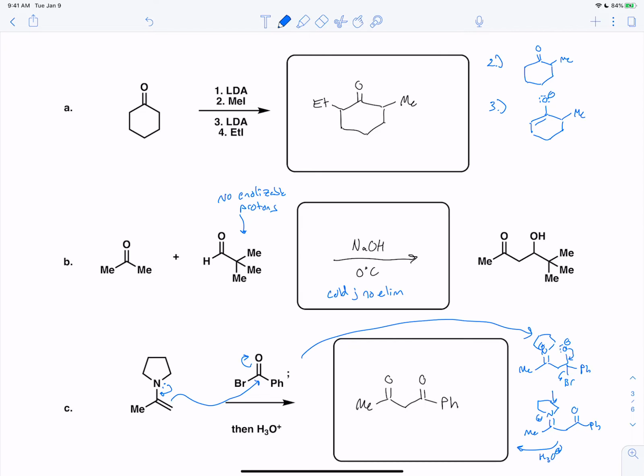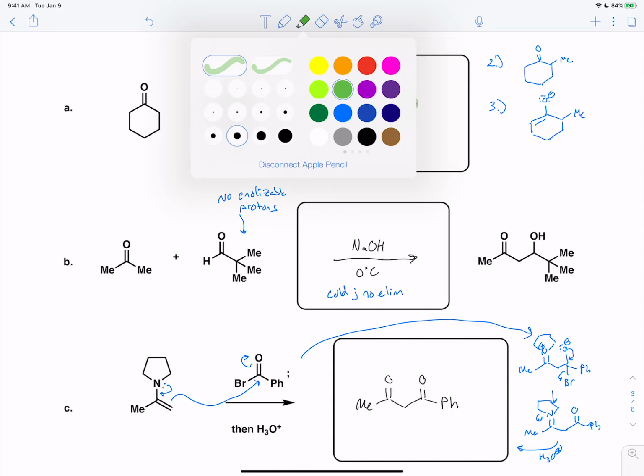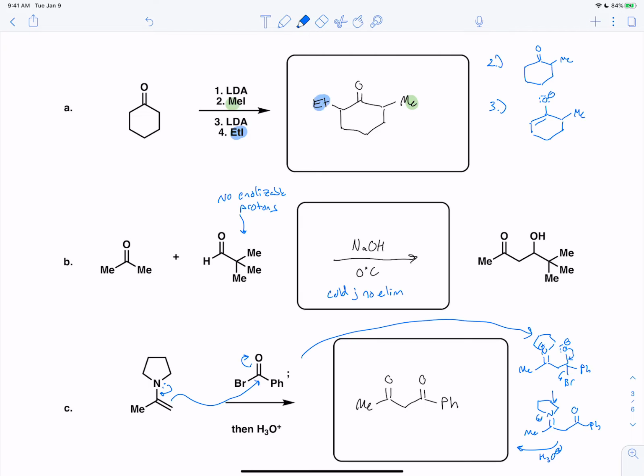12 is a series of deprotonations with LDA followed by alkylation. The first one is with methyl iodide, and the second one has ethyl iodide. So along the way, we will deprotonate. The first step, there's only one place to deprotonate since it's symmetrical. Then we'll add in methyl iodide, and we'll make our initial alpha methyl ketone.